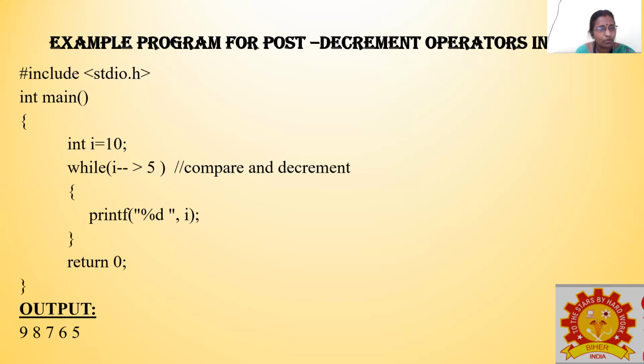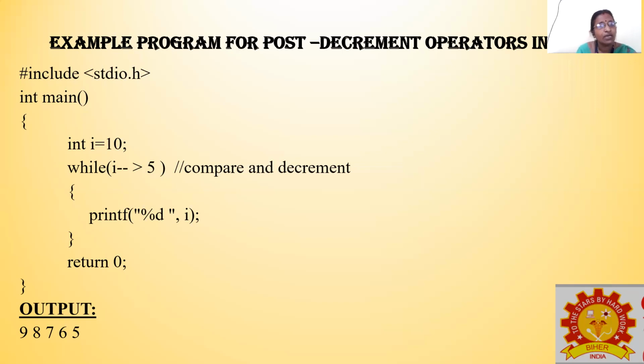Then again go to the while loop condition. The current value of I is 8. 8 is compared with 5. 8 is greater than 5. Yes, you are permitted to enter into the while loop. Simultaneously do the decrement operation. Now it will become 7. Now print the I value as 7.